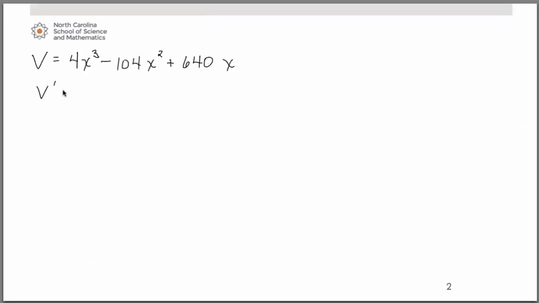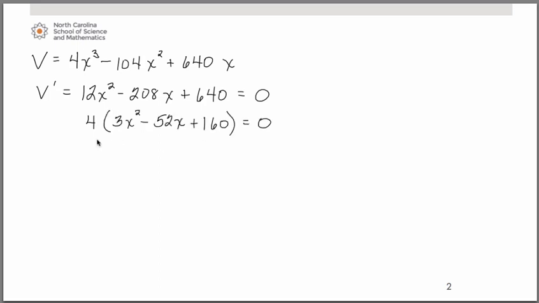Our derivative then, by simple application of the power rule, is 12x squared minus 208x plus 640. We need to set that equal to 0 and solve it so as to find our critical numbers. We can factor out a 4 as the greatest common factor.